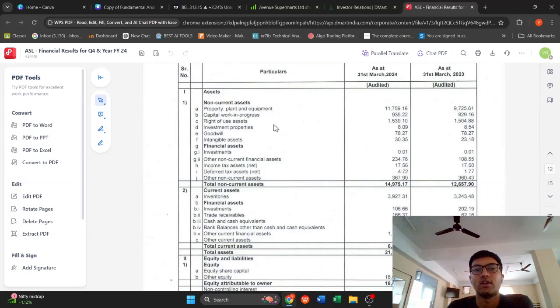For example, they are building some kind of supermarket in, let's say, a new city, so that will be capital work in progress. It has some worth, but it is the amount of expenditure that they have already incurred this year. So they are continuously increasing their projects.